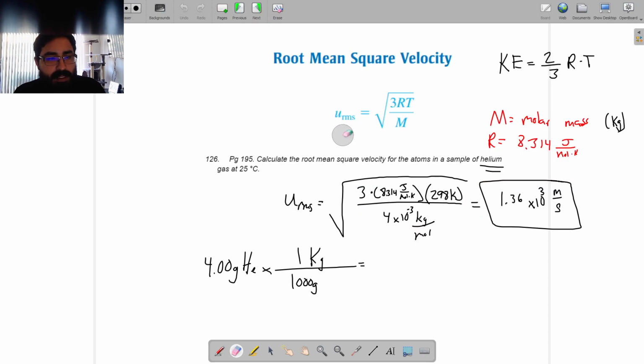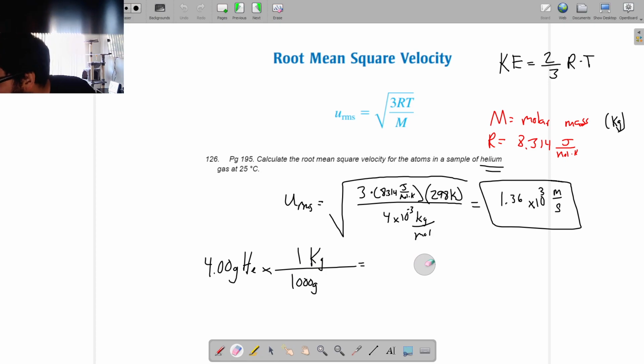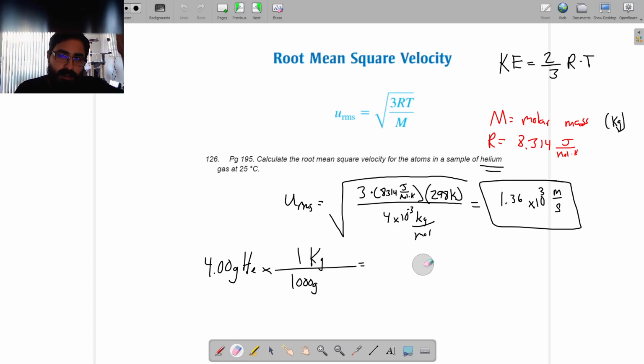Did I have another one of these? I thought I had 2 of these problems, but this is basically it. Root mean square velocity. Yeah, that's it. Super easy. You're welcome, I guess.